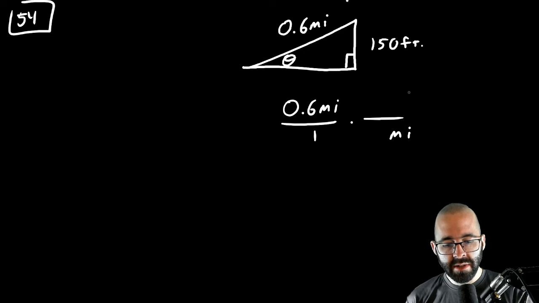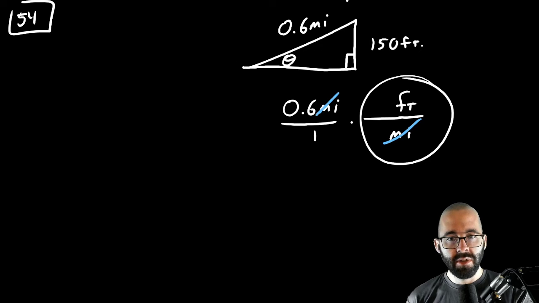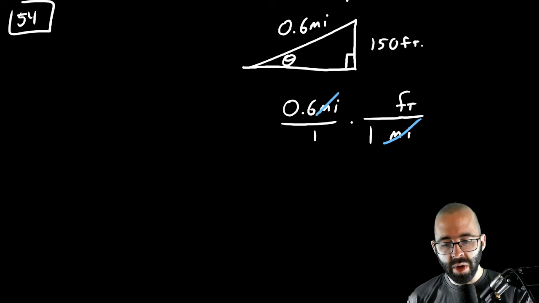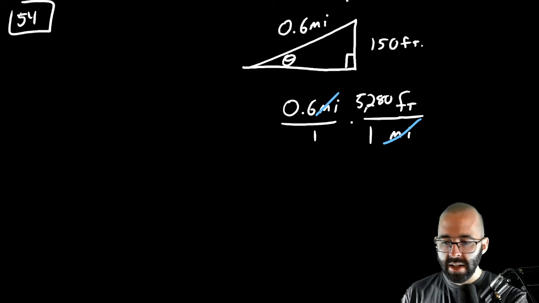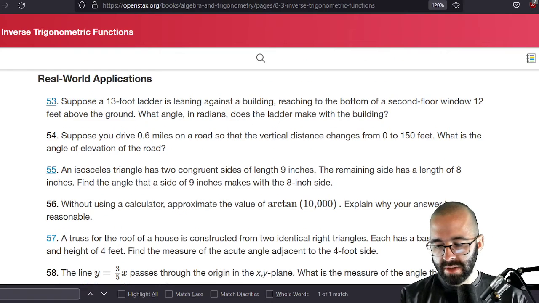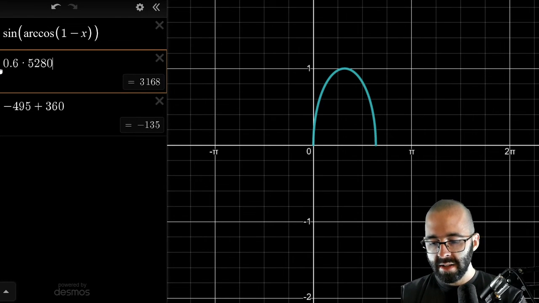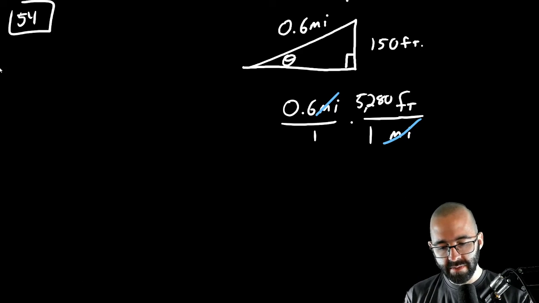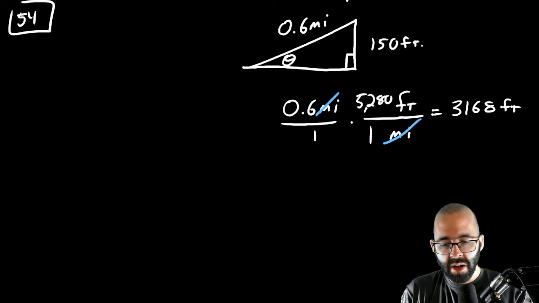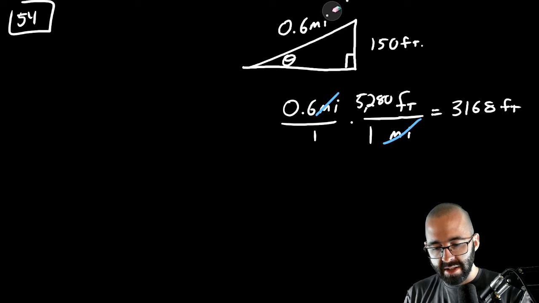How do we relate miles to feet? We put miles in the bottom so that they cancel. We have to make sure that this fraction is equal to 1. So 1 mile is 5,280 feet. Let's multiply that out. 0.6 times 5280. That's 3168 feet. Right, the miles canceled out. All that's left is feet. I'm actually just going to erase this here.